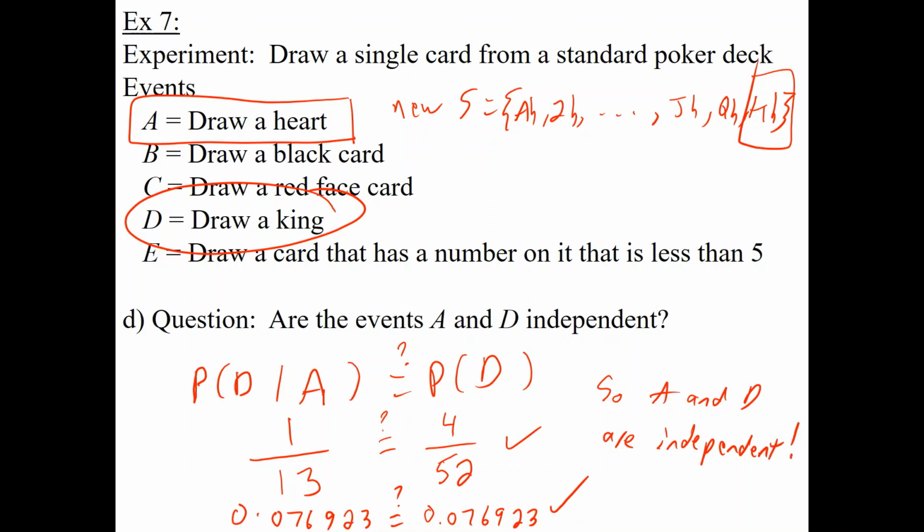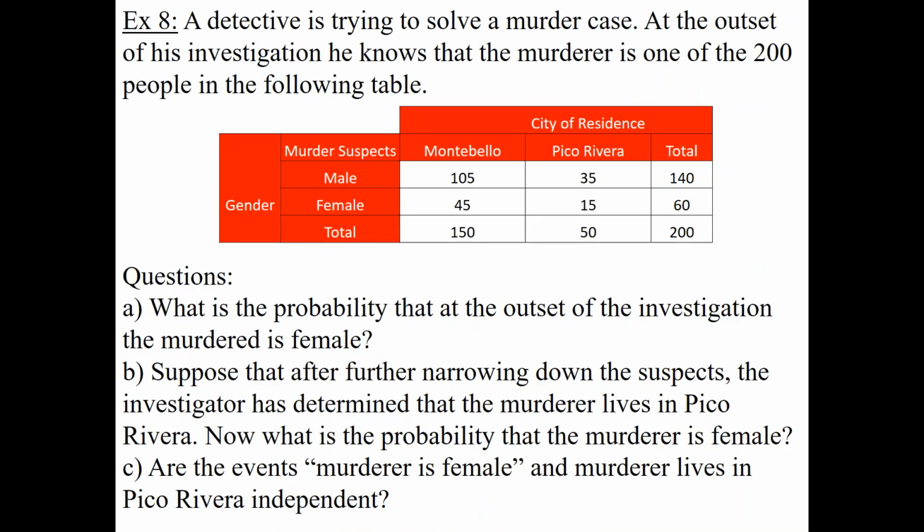Okay, let's look at example 8. Okay, a detective is trying to solve a murder case. At the outset of his investigation, he knows that the murderer is one of the 200 people in the following table. So apparently the murderer is either male or female, and either from Montebello or Pico Rivera. I made the table red, incidentally, just so you can get in the mood, the murder mystery mood. Okay, so then we have 3 questions. The first one is, what is the probability that at the outset of the investigation, the murderer is female? Suppose that after further narrowing down the suspects, the investigator has determined that the murderer lives in Pico Rivera. Now what is the probability that the murderer is female?